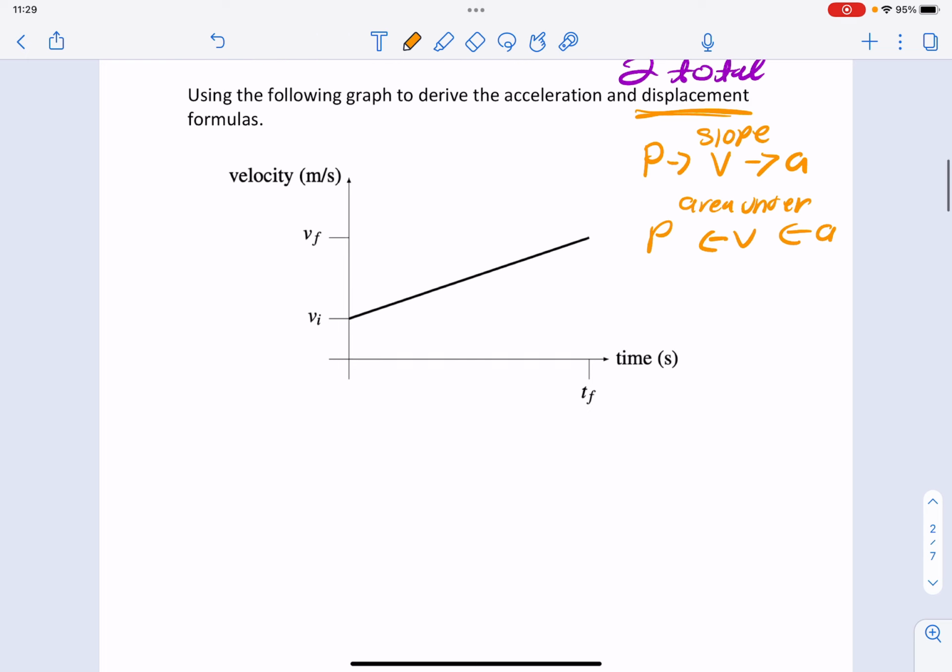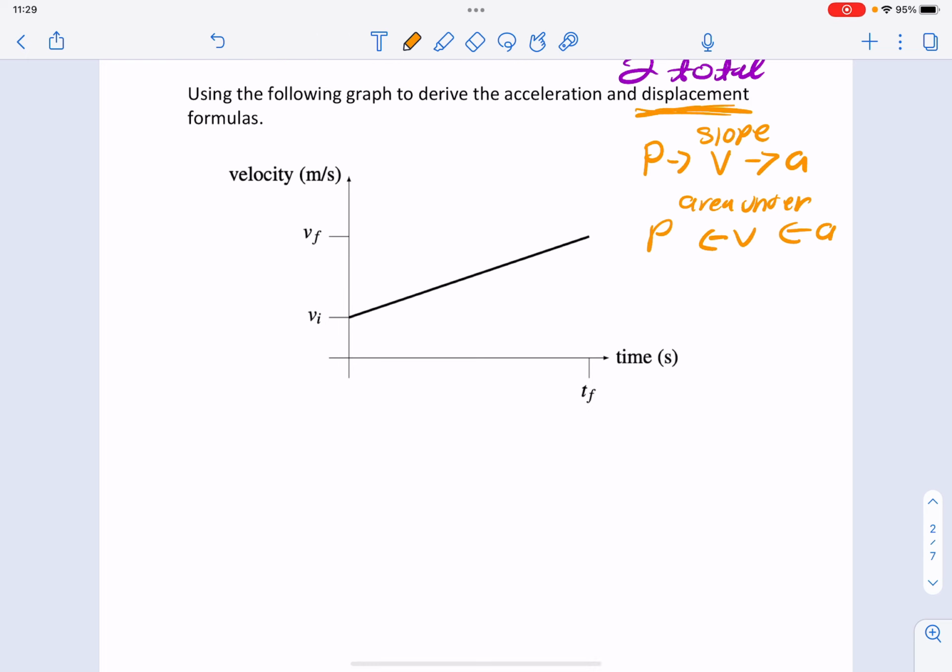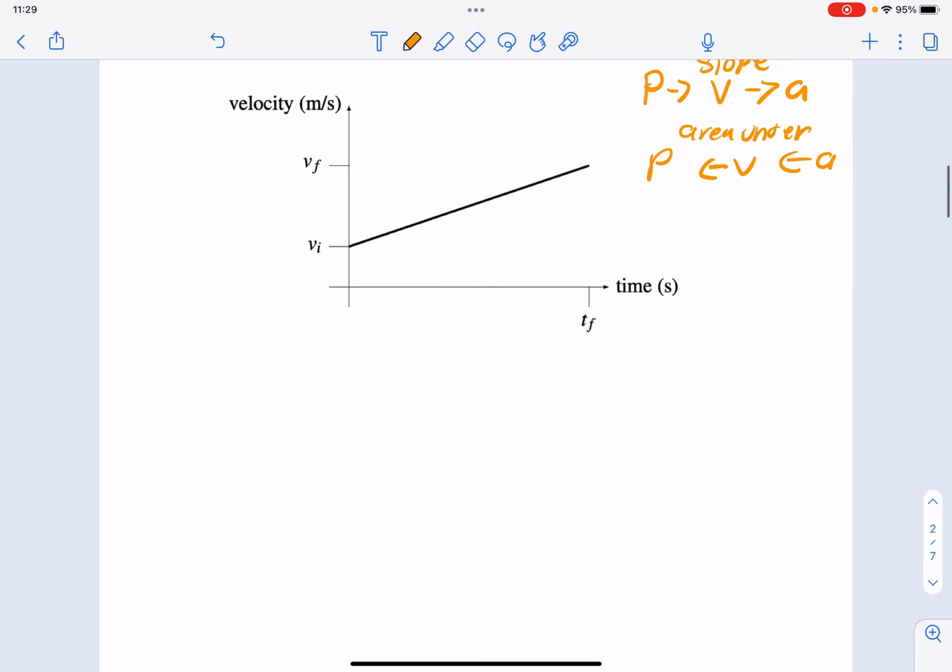So, let's go ahead and do it. Let's find displacement first. I chose displacement; you could have done acceleration. I just want to do the area under first because we practiced it like that the first time. So, same thing. I have either a trapezoid or a triangle and a rectangle.